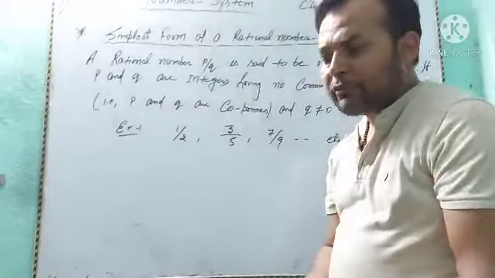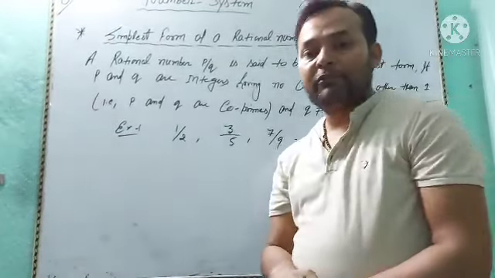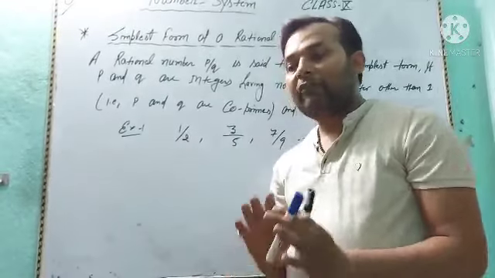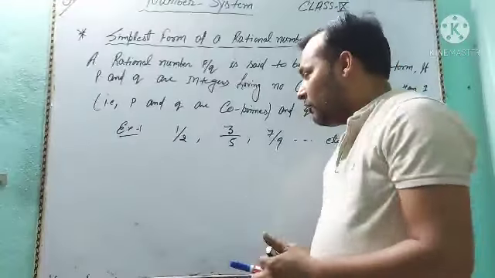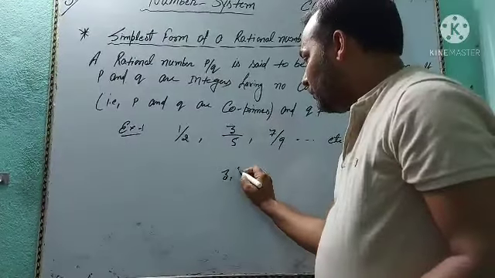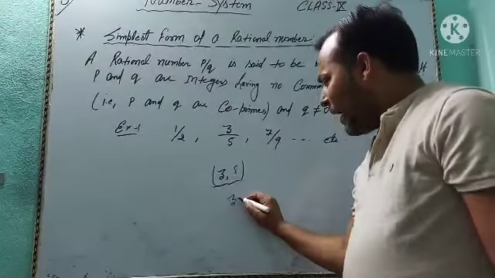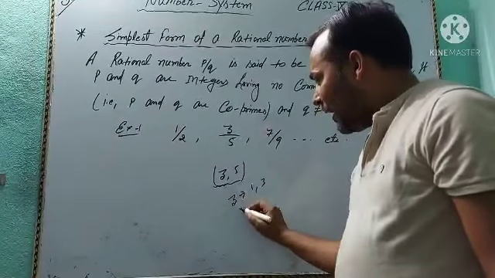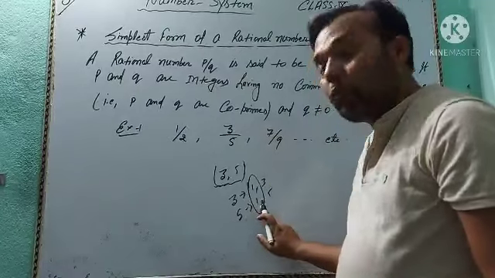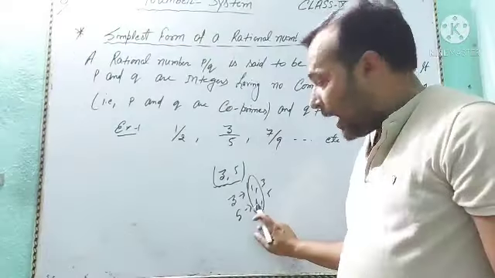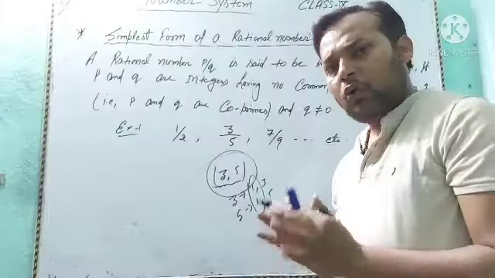What do you mean by co-primes? Two numbers are said to be co-primes if they have no common factors other than 1, such as 3 and 5. 3 and 5 are co-primes because the factors of 3 are 1 and 3, and the factors of 5 are 1 and 5. The only common factor of 3 and 5 is 1, so 3 and 5 are co-prime.